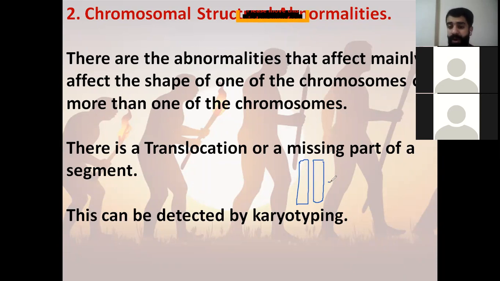If we have a missing part, what will it be? This is chromosome number 21, for example, and the second one will be like this. So from the karyotype, you can detect there is an abnormality. Here we have a missing part. The missing part goes. It was deleted. Or if it's not deleted or removed, it may be translocated.